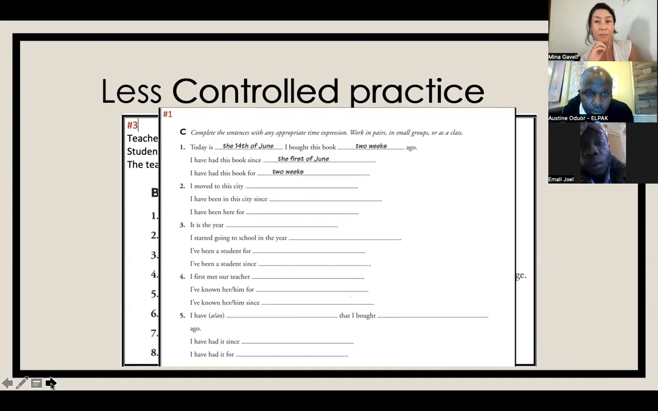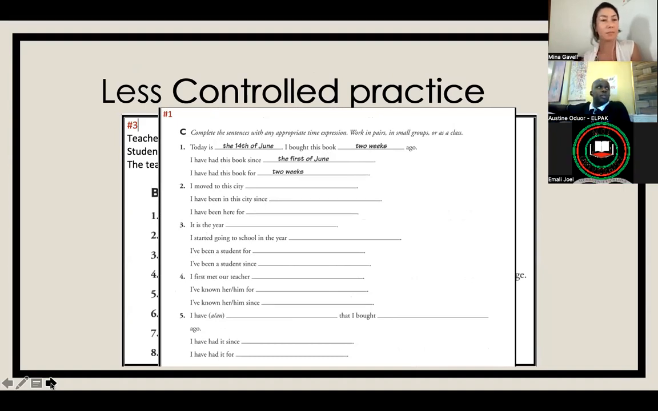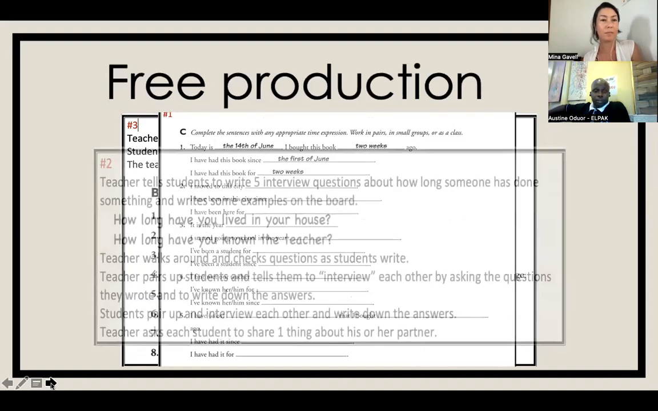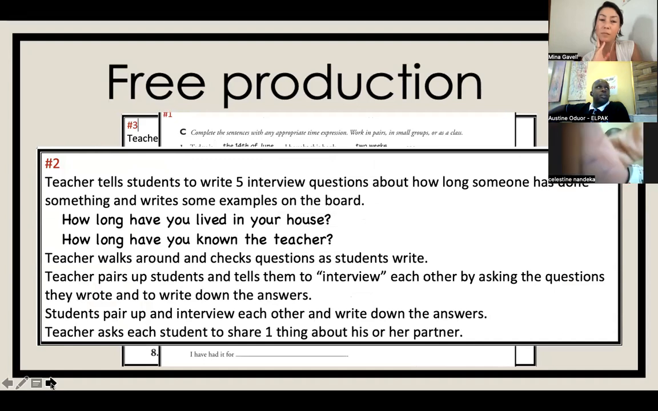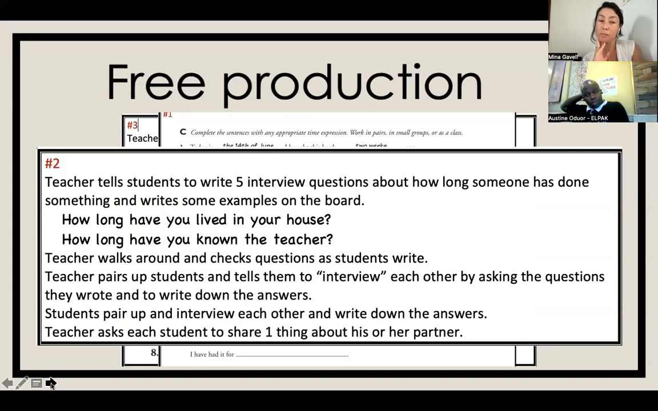Then we move to #2, where teacher tells the students to write 5 interview questions. How long have you lived in your house? Or how long have you known the teacher? So we said we'll use words like I've known her for about, you are not so sure. So again, we are controlling you, you are not giving us the exact words. So we settled for #2 to be less controlled.